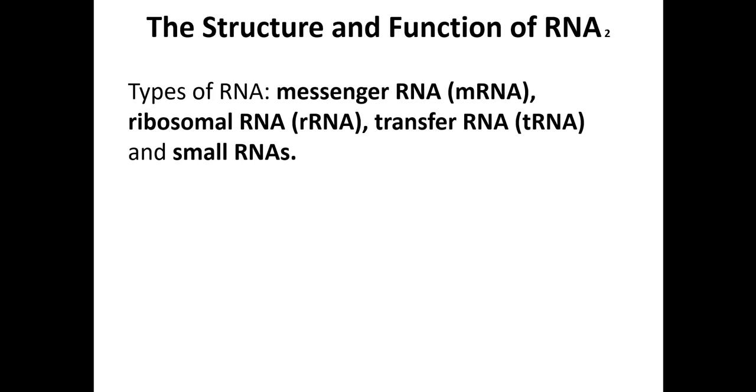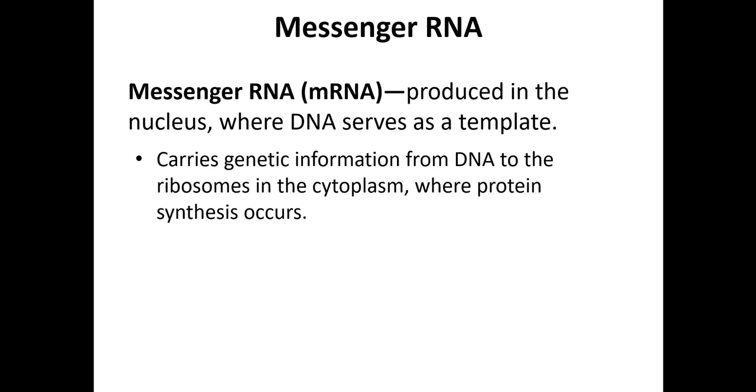There are 3 types of RNA: messenger RNA, mRNA, ribosomal RNA, rRNA, transfer RNA, tRNA, and small RNA. Messenger RNA is produced in the nucleus. This type of RNA carries genetic information from DNA to the ribosomes in the cytoplasm, where protein synthesis occurs, and mRNA is a linear molecule.